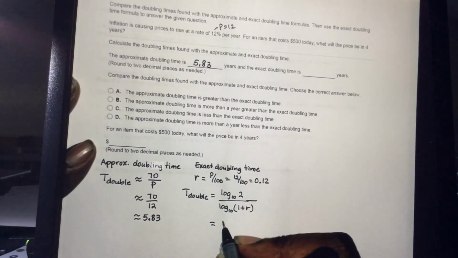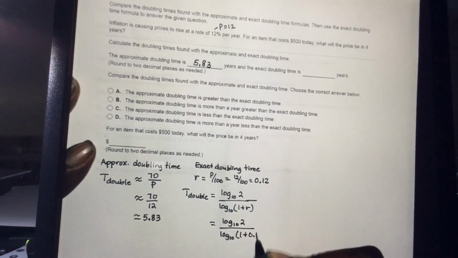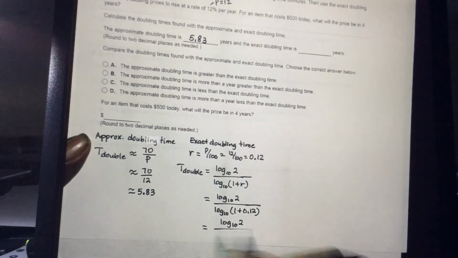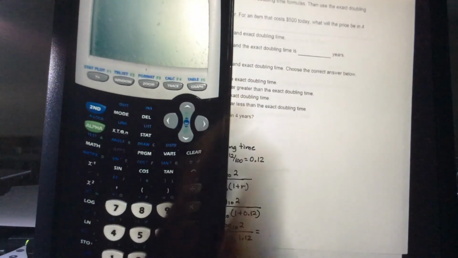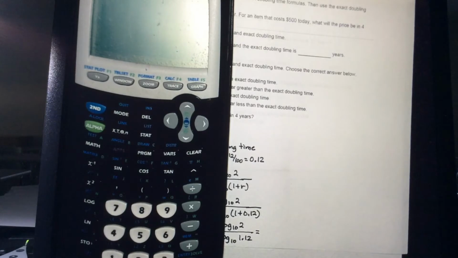Now I'm going to substitute the R with 0.12, so it'll be log to the base 10 of 2 divided by log to the base 10 of the quantity 1 plus 0.12. Log to the base 10 of 2 divided by log to the base 10 of 1 plus 0.12, which would be 1.12. Now this can be done in the calculator. Log to the base 10 is the same as the log key on the left-hand side of the calculator. So in this case here, the numerator will be log of 2, close parentheses, divided by the denominator, press the log key and then 1.12, close parentheses, and then hit enter. Now we're going to round this off to 2 decimal places as well. So this will be 6.12. Okay.